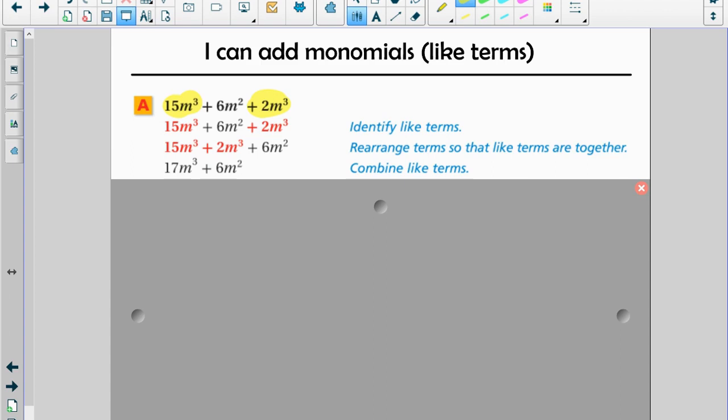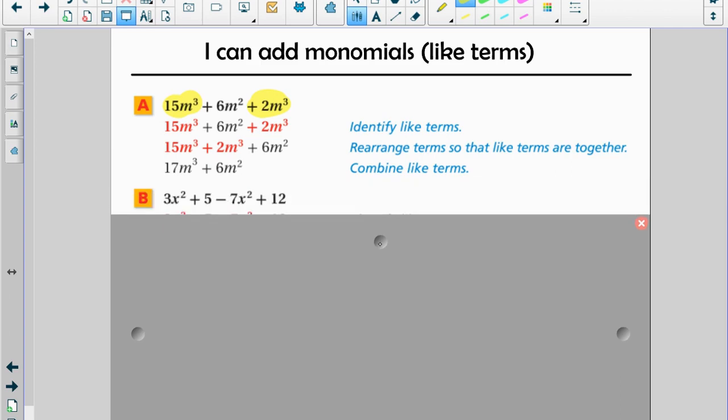Now I can't add anything else together because they're not like terms. It's the same thing as having x's and y's. You can't add those together either. So your variables must have the exact same exponent in order for you to add the coefficients together.